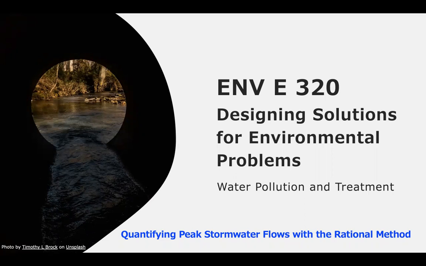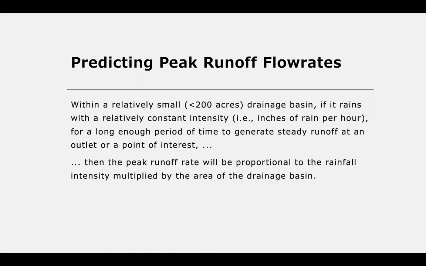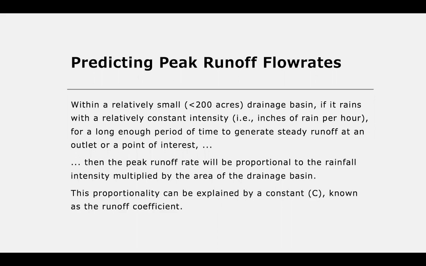In this lecture, we're going to learn how to quantify peak stormwater flows using the rational method. Within a relatively small drainage basin, something smaller than 200 acres, if it rains with a relatively constant intensity, measured by inches of rain per hour, for a long enough period of time to generate steady runoff at an outlet or at another point of interest within the drainage basin, then the peak runoff rate will be proportional to rainfall intensity multiplied by the area of the drainage basin. This proportionality can be explained by a constant, which is known as the runoff coefficient.